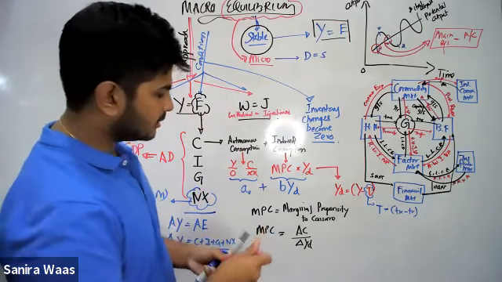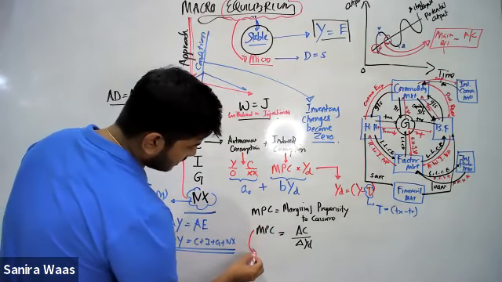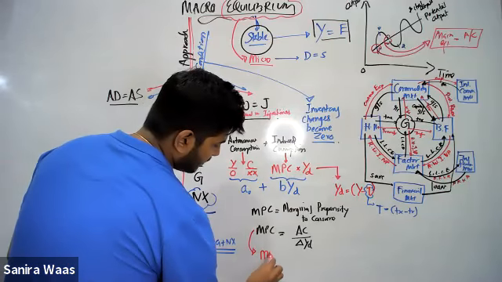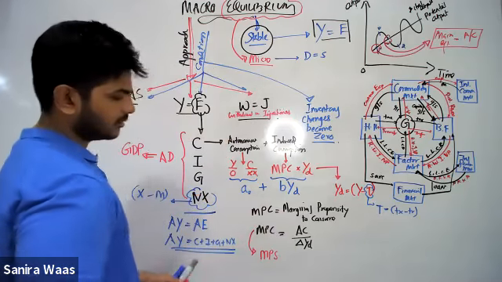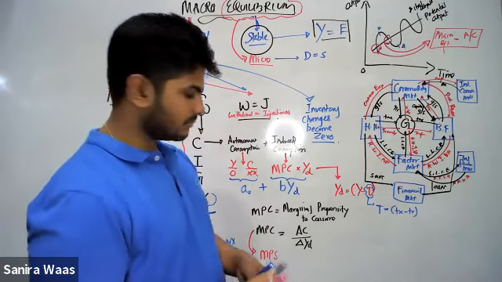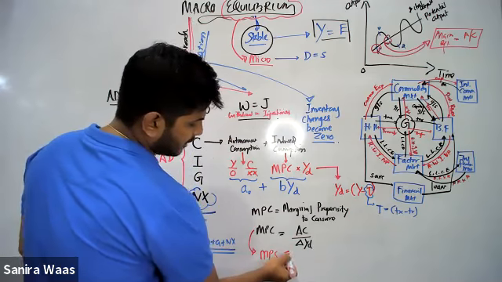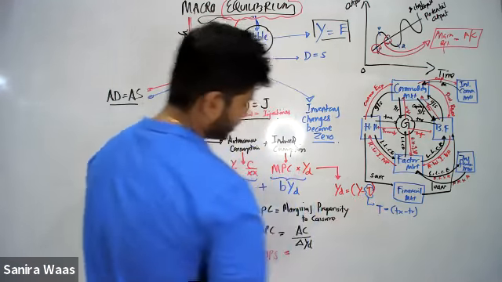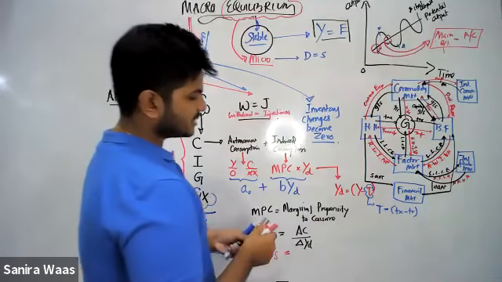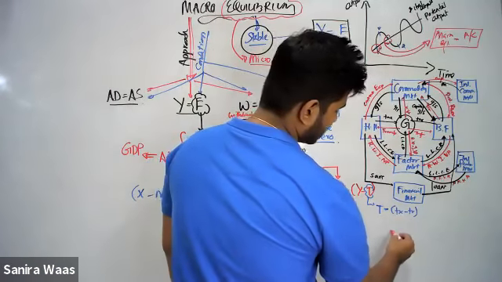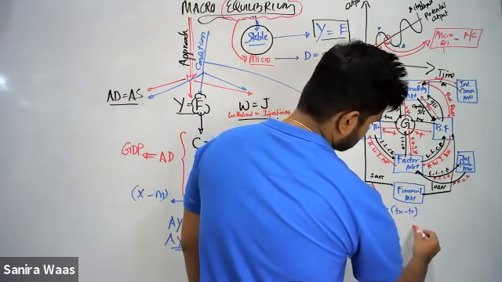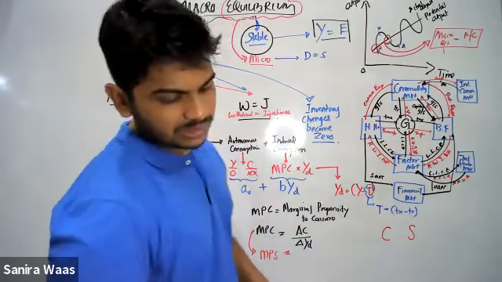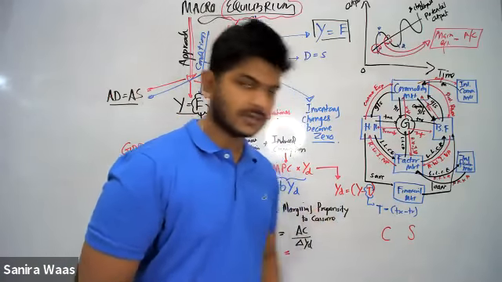And the opposite of MPC is identified as MPS. What do you mean by MPS? MPS is marginal propensity to save. Now tell me, what's the relationship between consumption and saving? What's the relationship between consumption and savings?